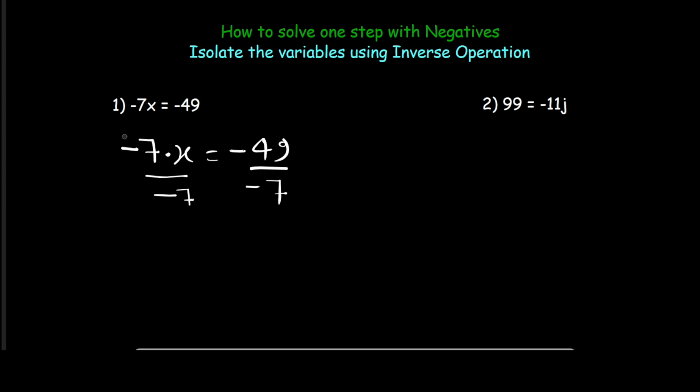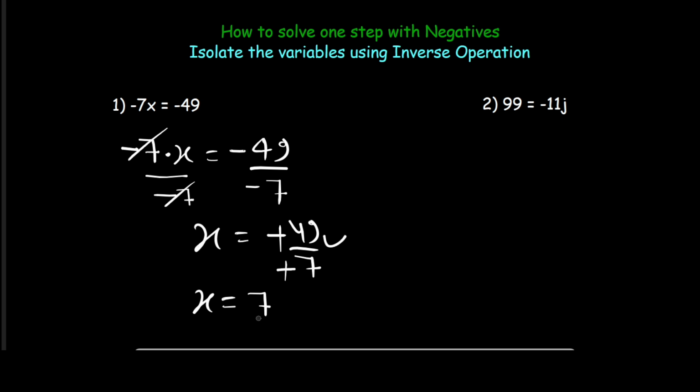So if we look at the left side of the equation, minus 7 is being multiplied and divided by minus 7, so it will be cancelled out, and x equals minus 49 divided by minus 7. So here minus and minus will cancel out. So x equals 49 over 7. It will give us 7, because 7 times 7 gives us 49. So our solution is x equals 7.